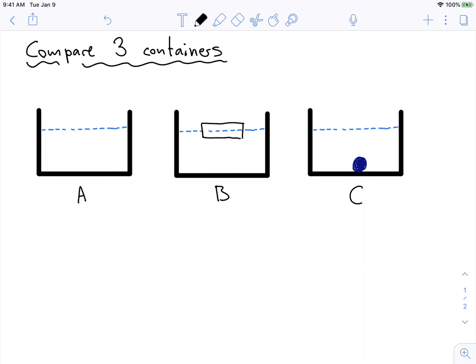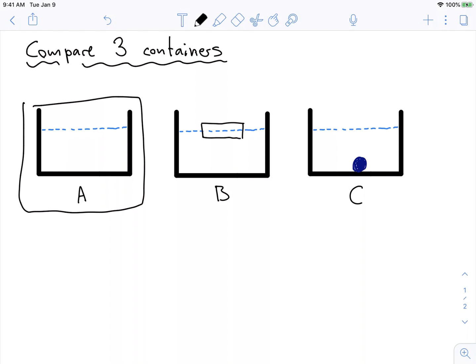Oops, I accidentally moved everything. If we took one of these buckets and put it on a scale, which one would weigh the most, which one would weigh the least? So the general tactic is to compare everything to a container that's just filled with water. So this is going to be our baseline. A is going to be our baseline.